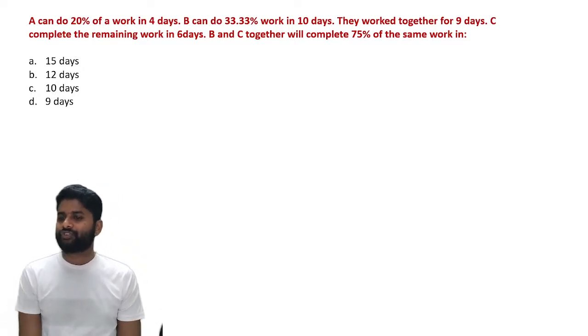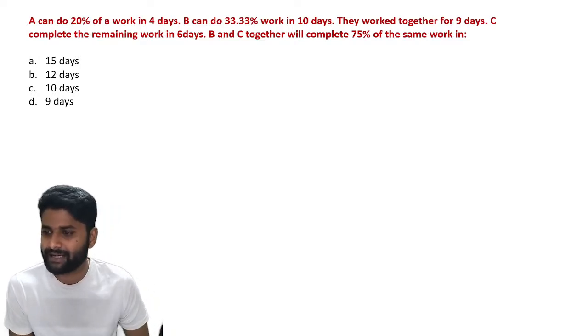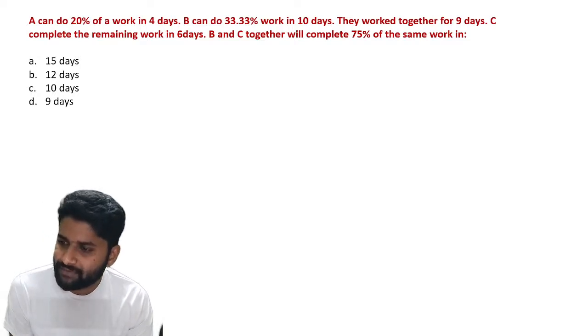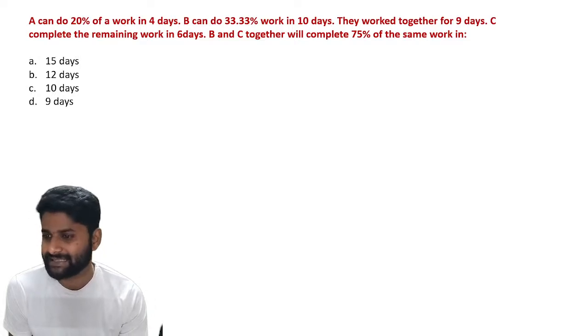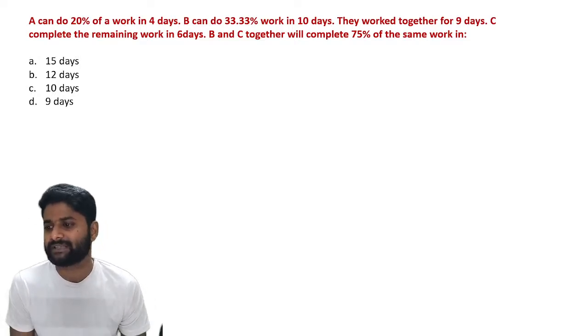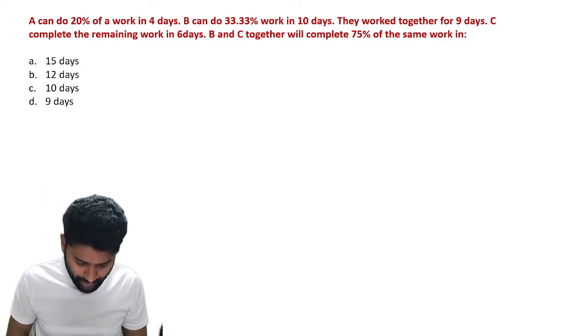A can do 20% of work in 4 days. B can do 33.33% of work in 10 days. If they worked together for 9 days and C completed the remaining work in 6 days, BC together will complete 75% of the same work. So in this question, you have to identify the efficiency of C.